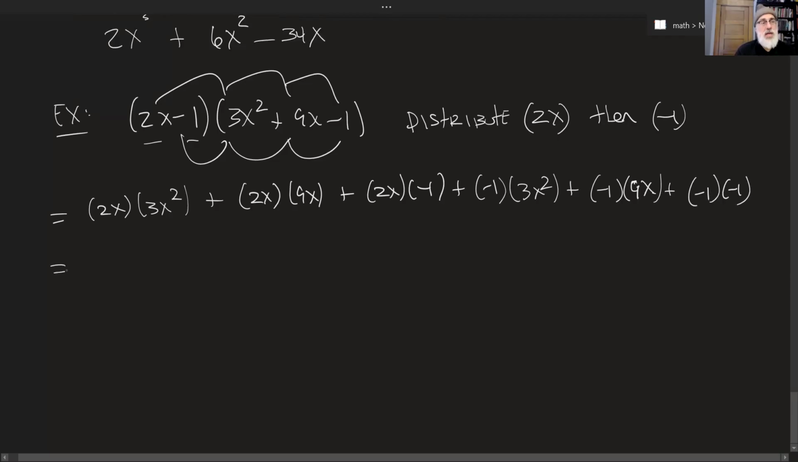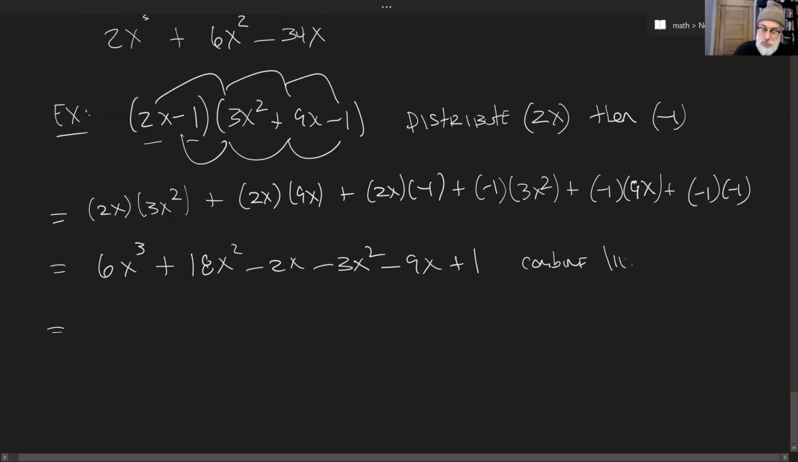So now we're going to do the operation. So 2 times 3 is 6x cubed plus 18x squared, -2x, -3x squared, minus 9x plus 1. Now we combine like terms, because now we are adding. We are through multiplying, so now we add.